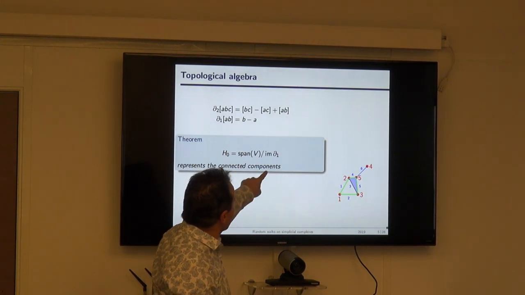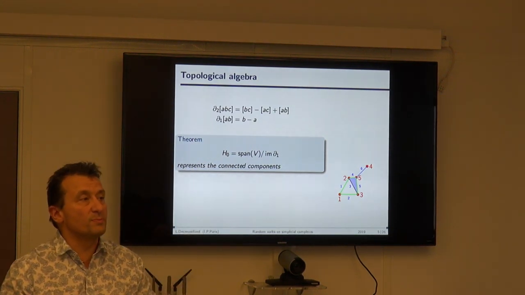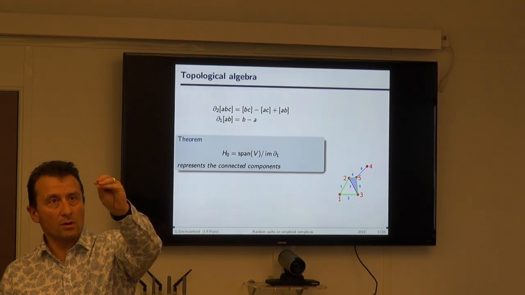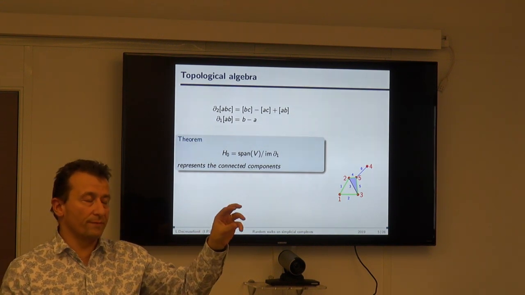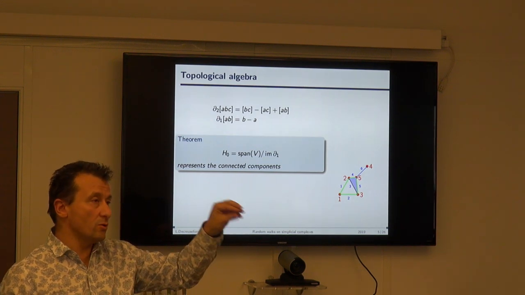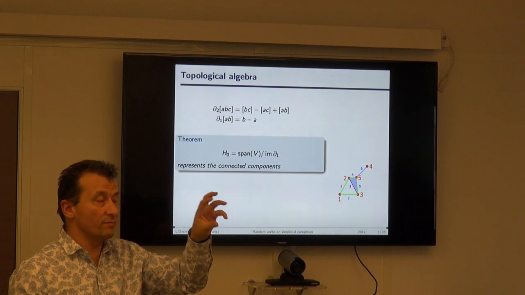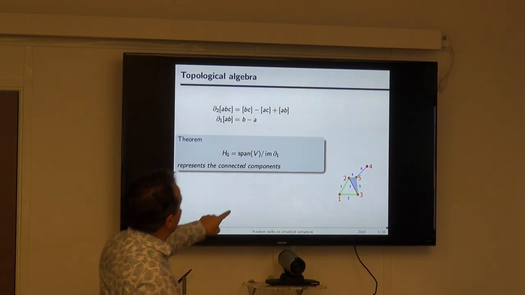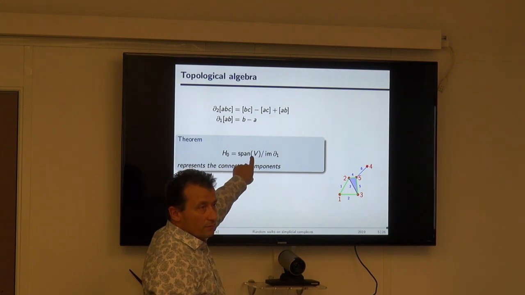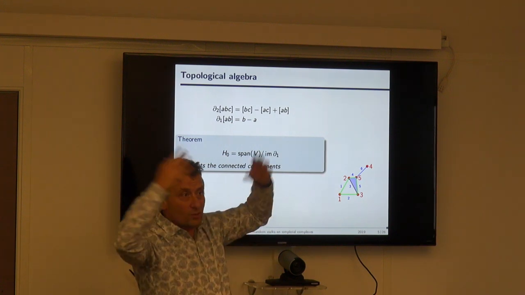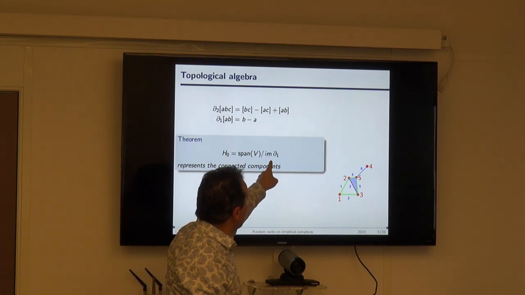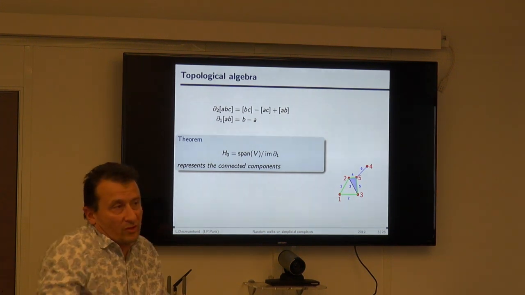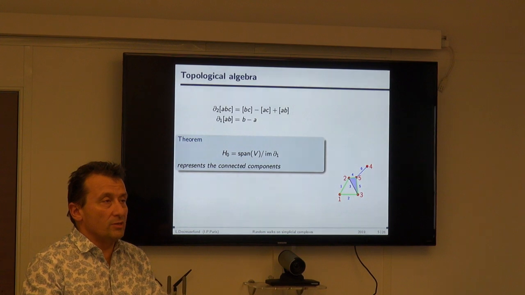Once you have this, when you have this vector space here, the image of partial 1 is a subspace. Partial 1 takes an edge and gives you a vertex. So in terms of linear maps, it's a linear map from the vector space generated by the edges into the vector space generated by the vertices. So the image is a subspace of the vector space generated by vertices. And the miracle, the magic, whatever you want, is that the quotient space of the vector space by the image of partial 1 is a vector space whose dimension is exactly the number of connected components.